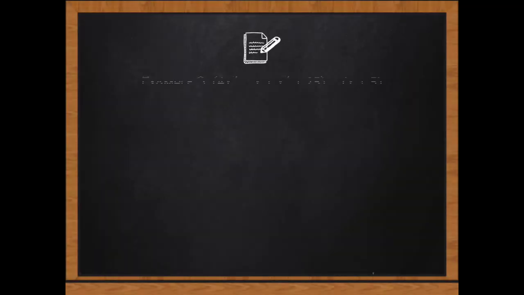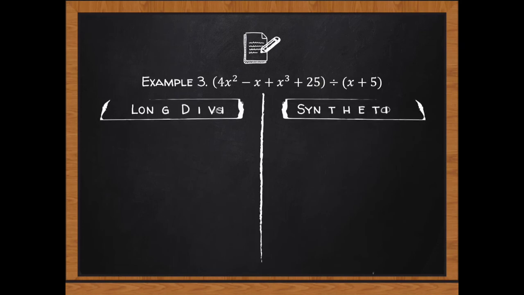Example number 3. 4x squared minus x plus x cubed plus 25 divided by x plus 5. So again, dalawa yan. We are going to use the long division and the synthetic division. Let's have first the long division. So isusulat po natin sa loob yung dividend natin in its standard form and we will insert 0 as the coefficients of the missing term. So tingnan po natin.